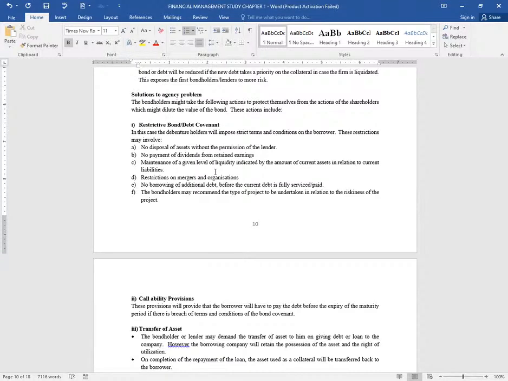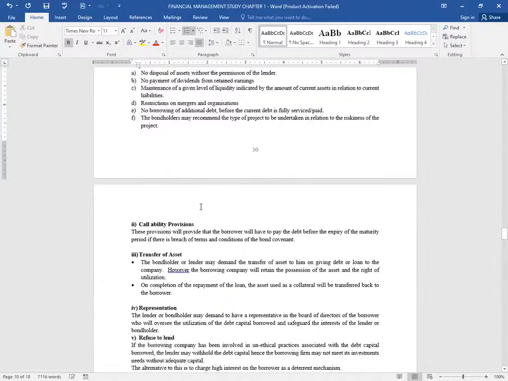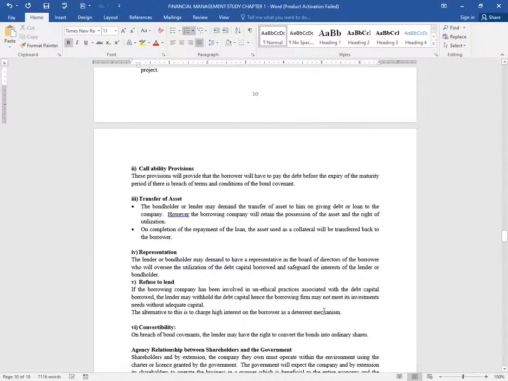Then we have the callability provisions, where you are telling these bondholders that should they feel that the investment is at risk, they have a right to ask for their money just on call. Want our money today? They get their money today, like that. Then we have the aspect of representation. You could have, in this case, one of the bondholders coming to sit in all our board of directors meetings. So that is very, very important.